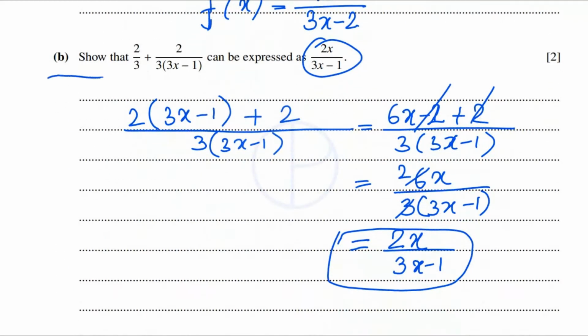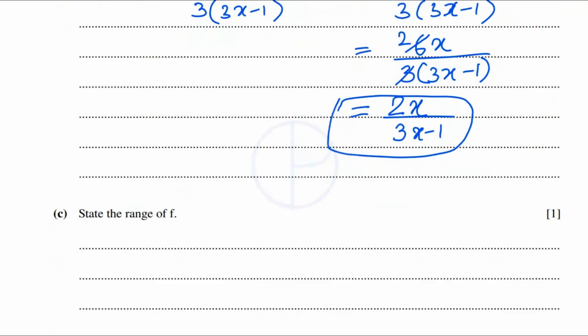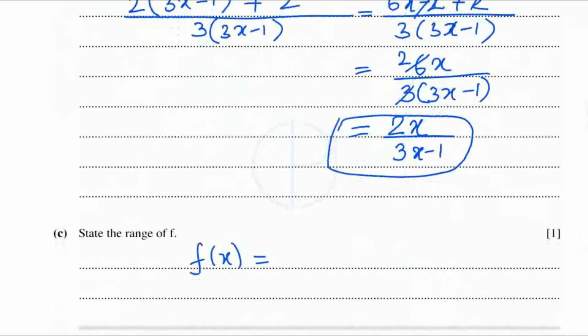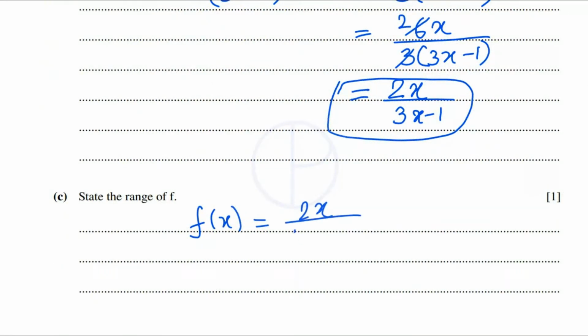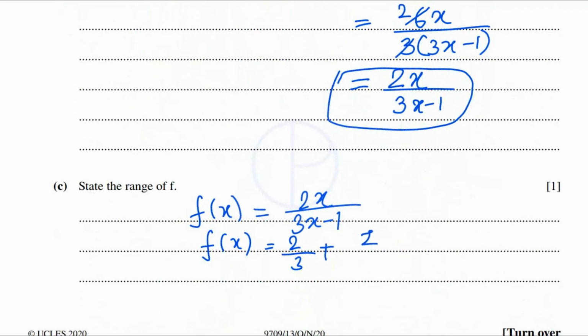So in B part of the question, we proved 2x divided by 3x minus 1 can be written as 2 over 3 plus 2 over 3 multiplied by 3x minus 1. So f of x equal to 2x divided by 3x minus 1, which can be written as 2 over 3 plus 2 over 3 times 3x minus 1.